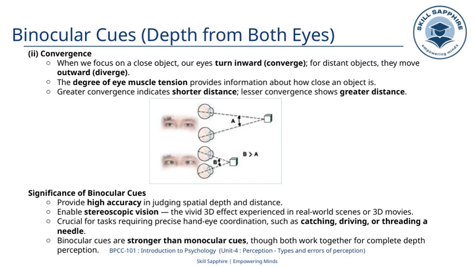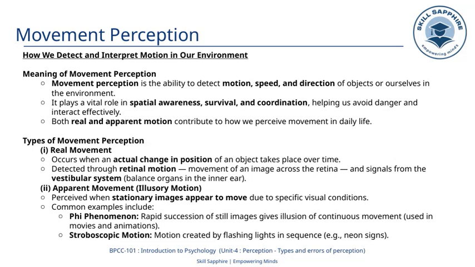Now, why are these cues so important? They provide high accuracy in judging spatial depth and distance, which is crucial for many everyday activities. For example, stereoscopic vision, the kind of three-dimensional perception we experience in real life or in 3D movies, relies heavily on binocular cues. They're also essential for tasks that require precise hand-eye coordination, like catching a ball, driving, or threading a needle. While monocular cues can give us some depth information, binocular cues tend to be stronger and more precise. Together, both types of cues work harmoniously to give us a complete and accurate perception of the depth and space around us.